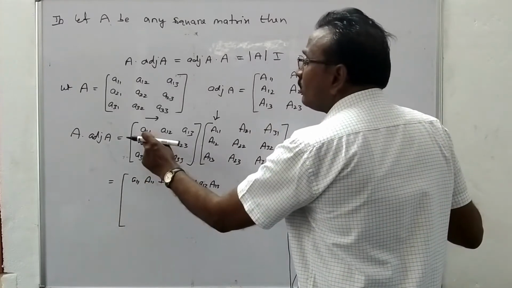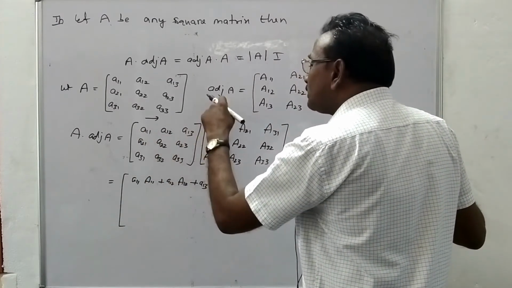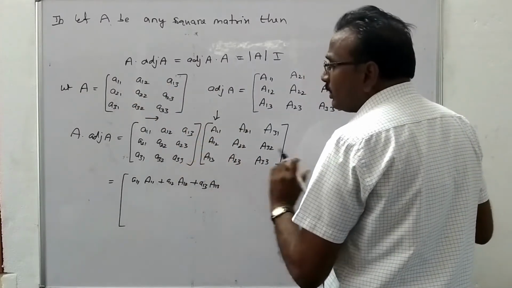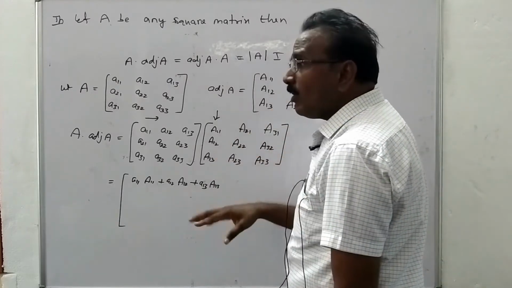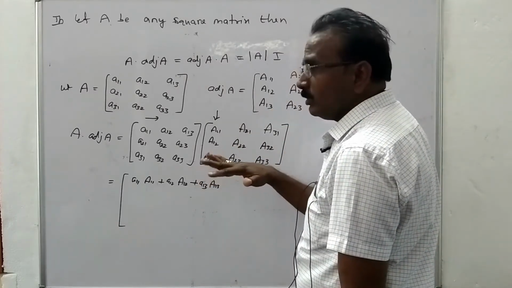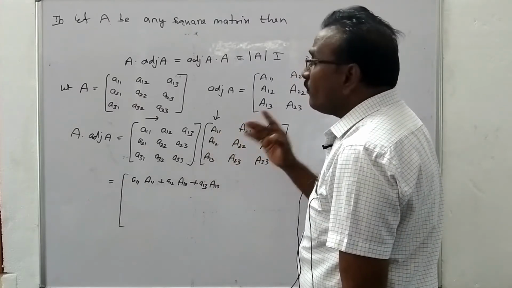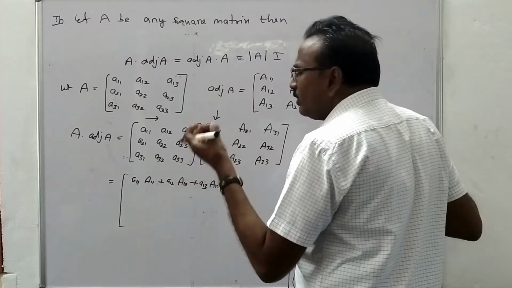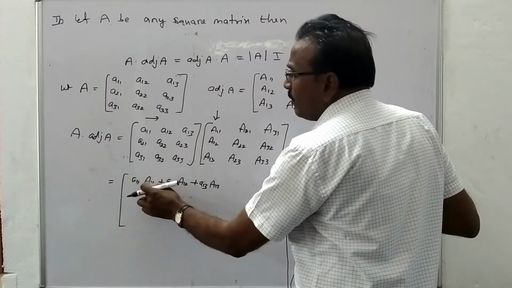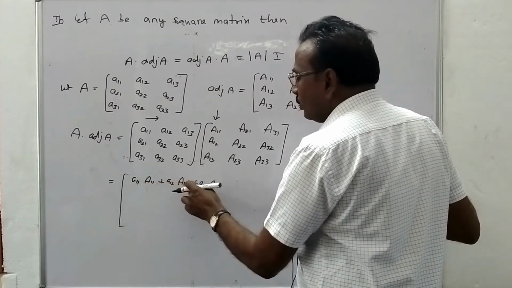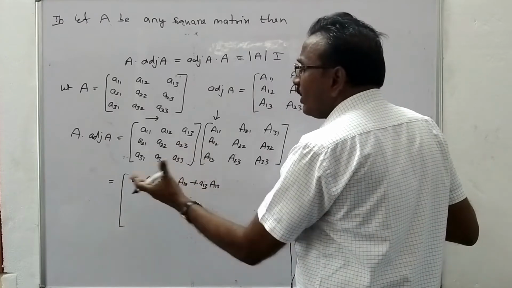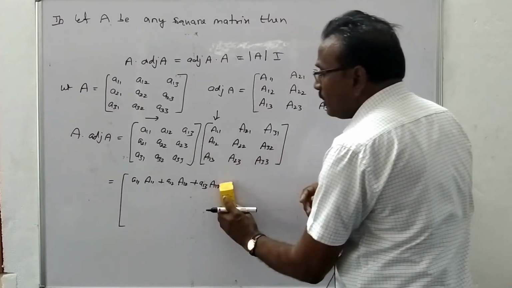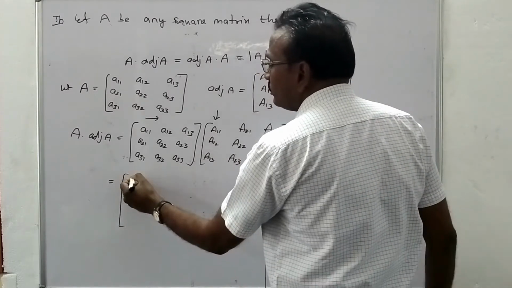So the sum of the product of elements of any row with the corresponding cofactors, these are the first row elements' cofactors, the value is always the determinant of A. Another property is that the sum of the product of elements of any row or column with the cofactors of any other row or column is always 0. Here the suffixes are the same: A11 capital A11, A12 capital A12, A13 capital A13, so the value is determinant of A. If suffixes are different, the value is 0. So therefore this value is determinant of A.